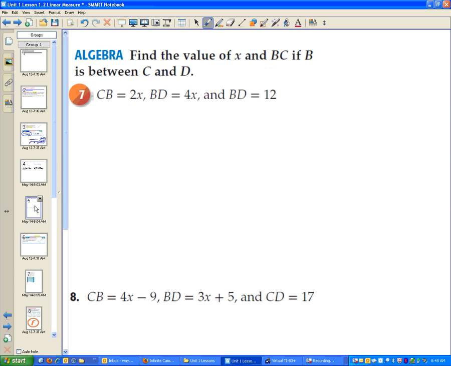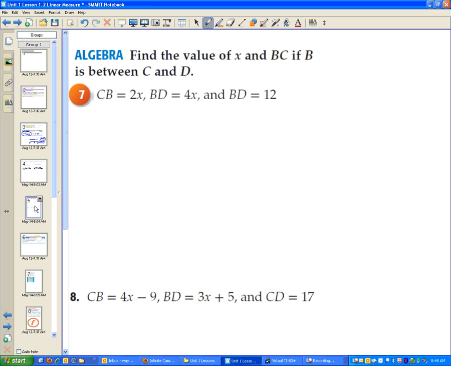Number 7. Let's throw a little algebra in here now. Find the value of x and the length of BC. So we've got to find two things. Y'all need to read the directions. Most of the time we don't like to read the directions. We've got two things to find: x and the length of BC, if B is between C and D.